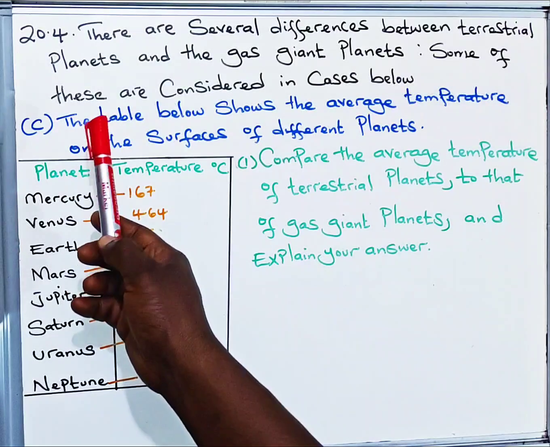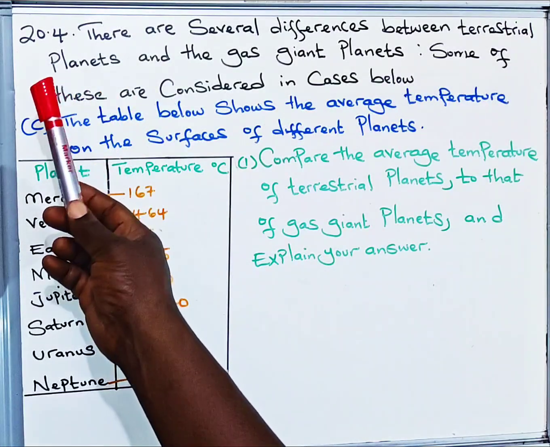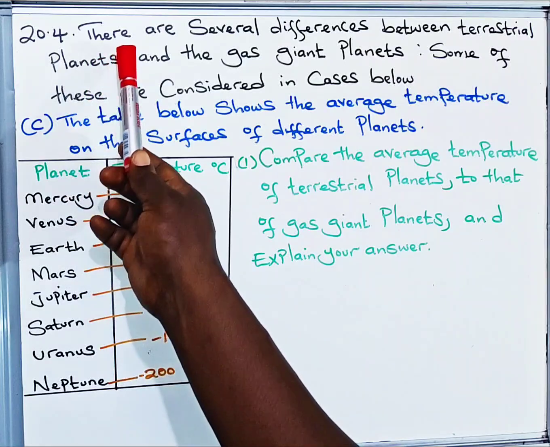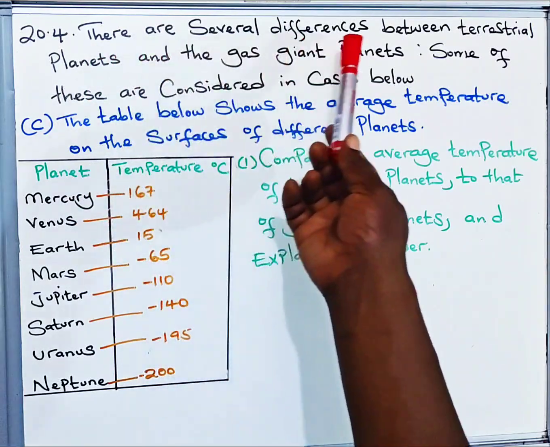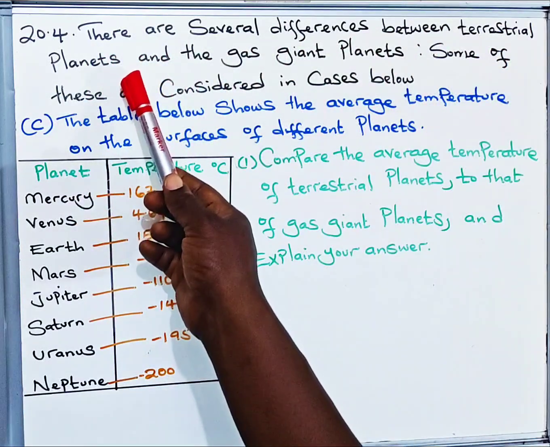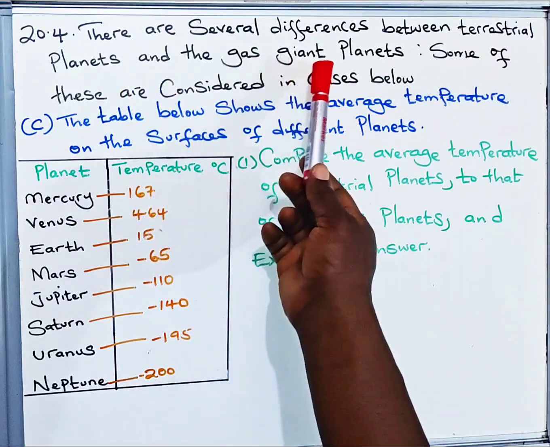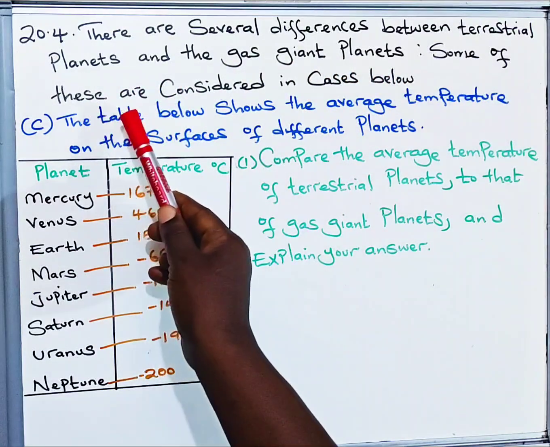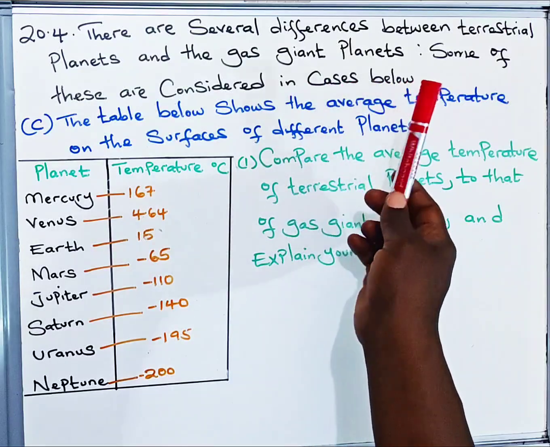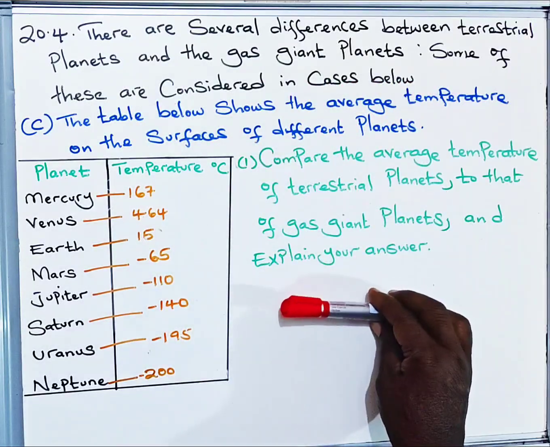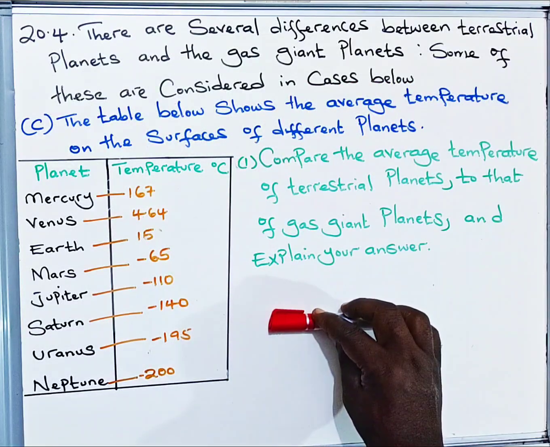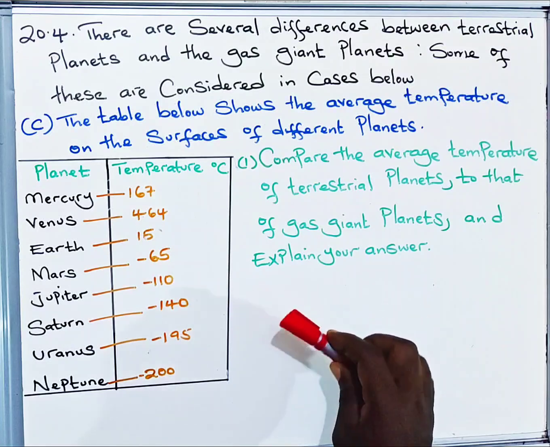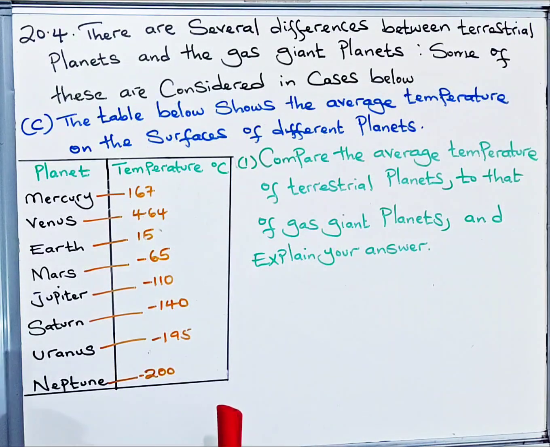And we are looking at this case. The question says that there are several differences between terrestrial planets and the gas giant planets. Some of these are considered in cases below. This is another case we are looking at, comparing the two categories of the planets.